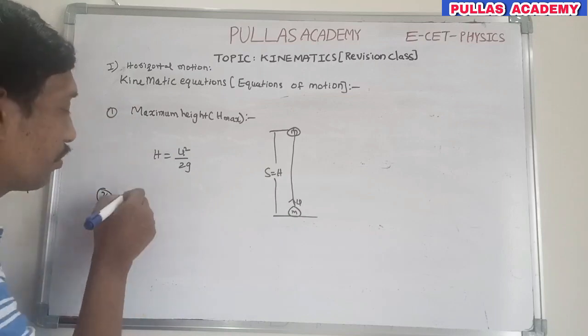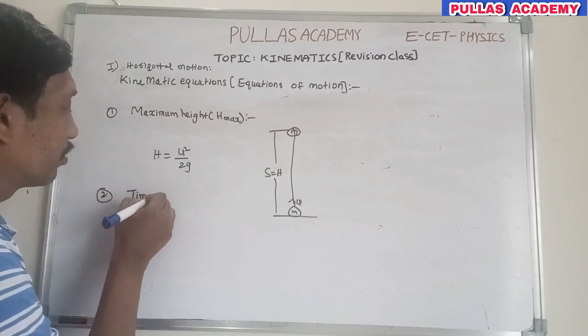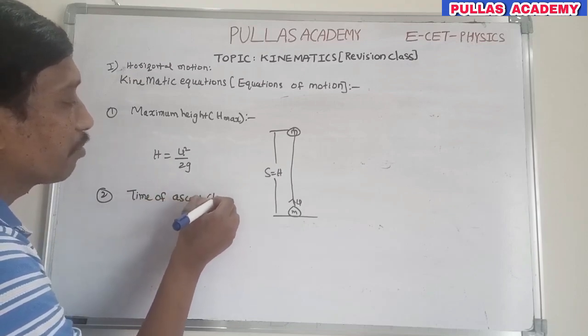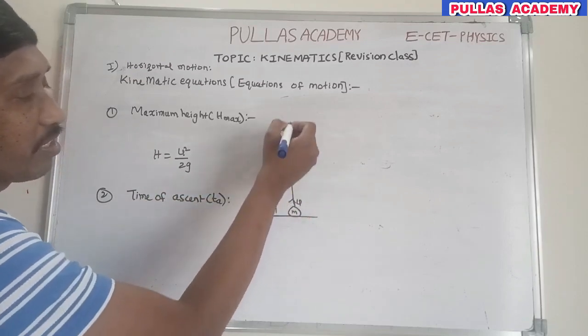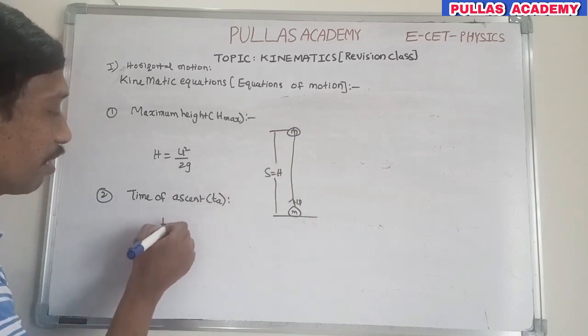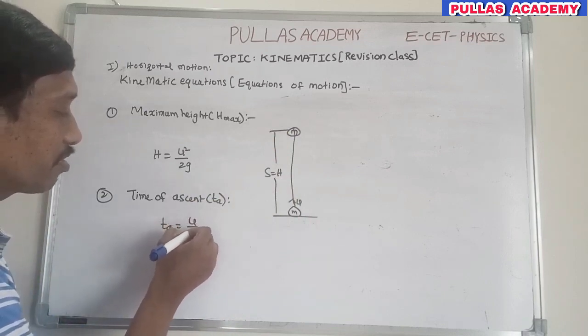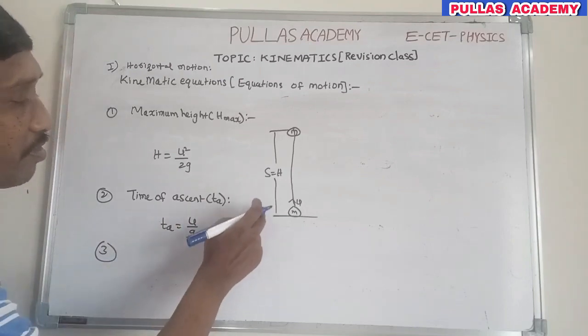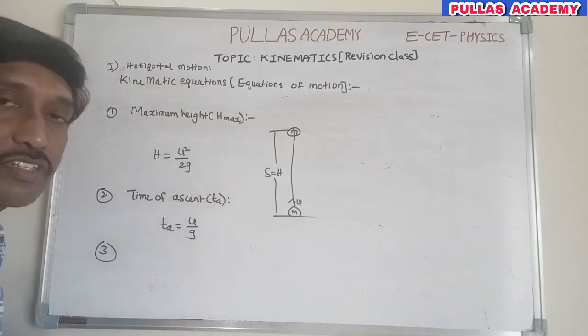Next one, time of ascent. What is time of ascent? That is denoted by t. So when you project upwards with velocity u, the time of ascent t is equal to u by g. That's one more formula, for when you project upwards with velocity u.